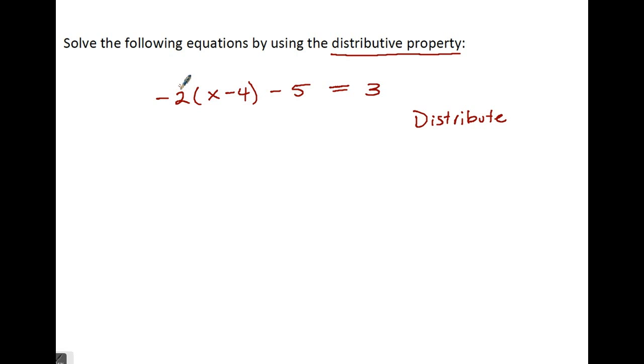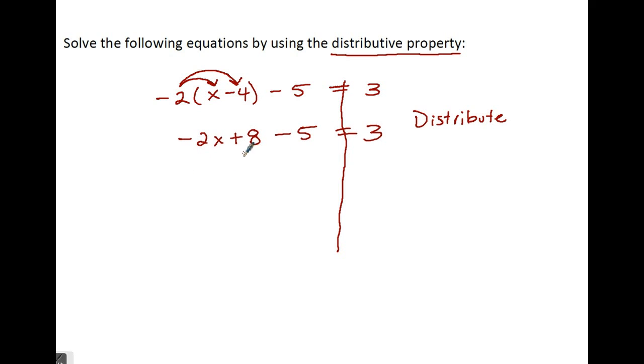Okay, so that means we're going to take our negative 2 and multiply that by x, and take our negative 2 and multiply that by negative 4. Negative 2 times x is going to give us negative 2x. Negative 2 times the negative 4, the signs are the same. When the signs are the same, it's going to be a positive, and that will be a positive 8. Bring down the negative 5, and that'll equal 3. So that was our first step, distribute.